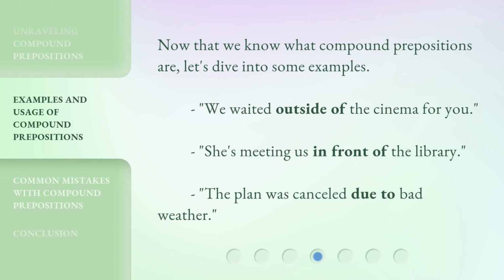Now that we know what compound prepositions are, let's dive into some examples. We waited outside of the cinema for you. She's meeting us in front of the library. The plan was cancelled due to bad weather.